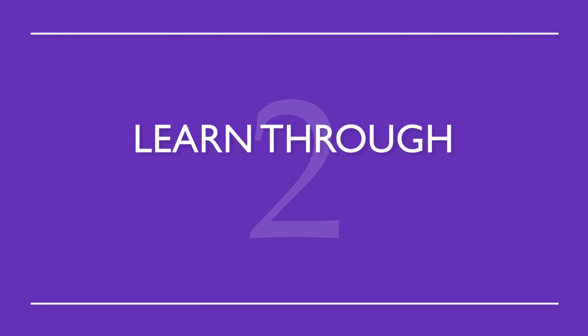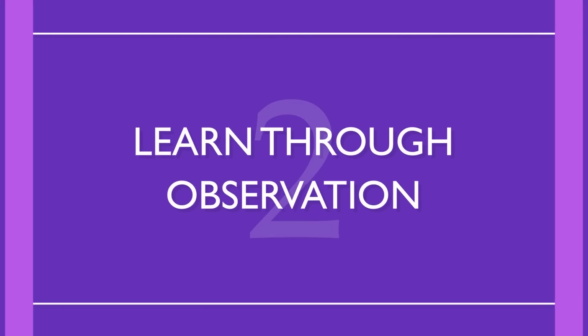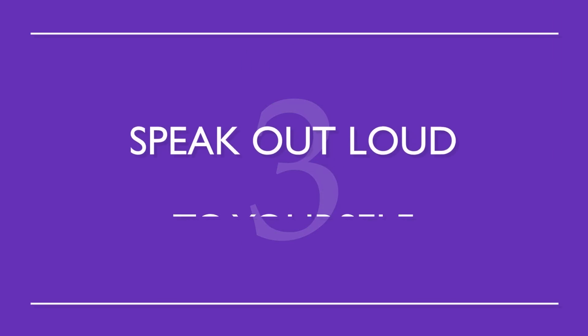Number 2. Learn through observation. This is how we all learned our native languages as kids. Words will develop their own meanings that relate better to your target language, rather than meanings that are translated directly. Number 3. Speak out loud to yourself.